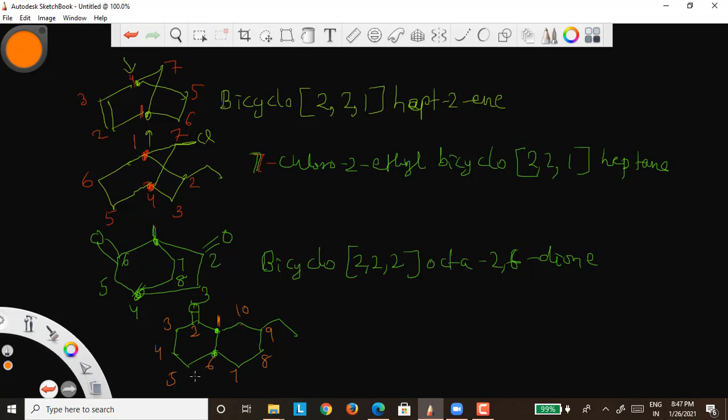Okay. So what is the name? A 9 ethyl group is there. So this is the substituent. You write 9 ethyl. Then bicyclo.